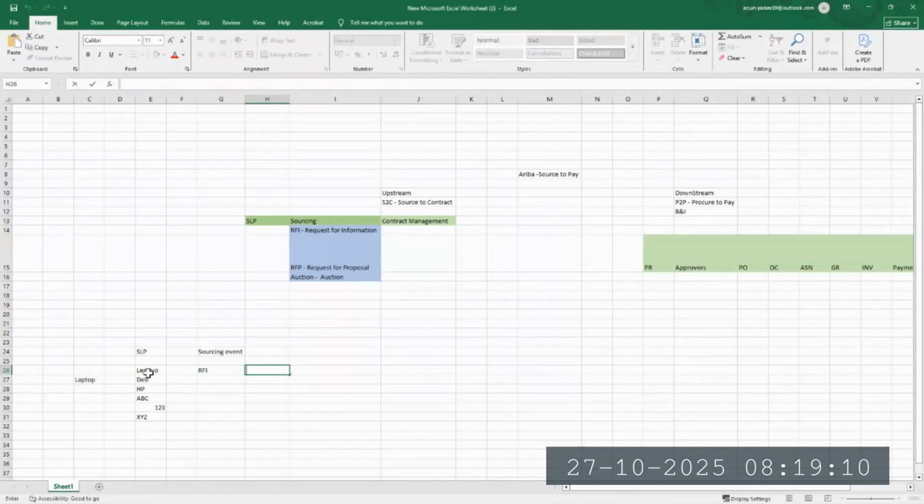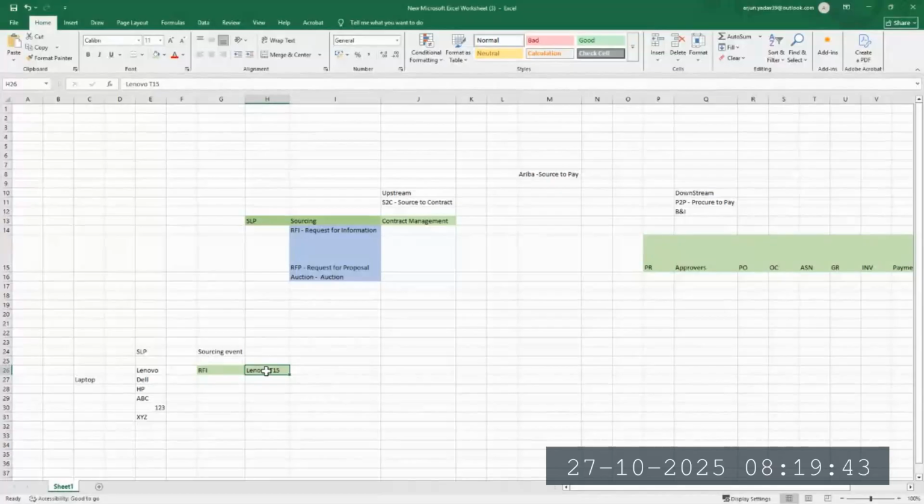Now all the suppliers have provided the information and it has been decided to go with the Lenovo laptop variant T15. Okay, so now this RFI event is completed, and they have decided to go with T15 as the best suit for the business requirement. And next, what we need to get is the best price from the suppliers.